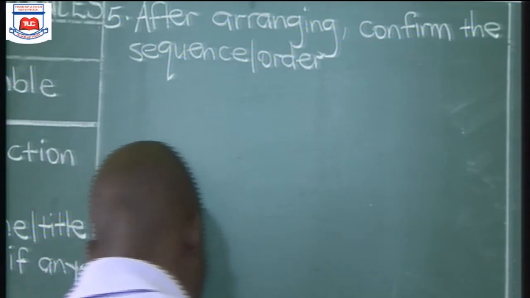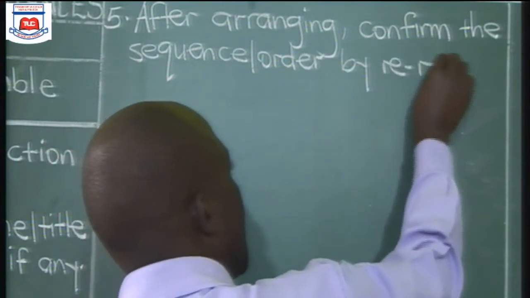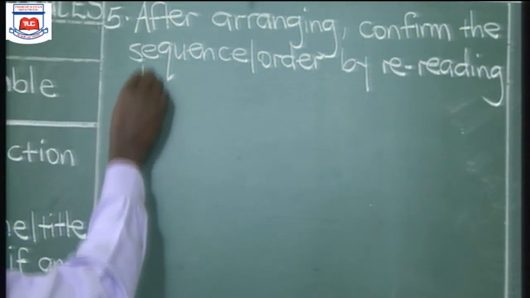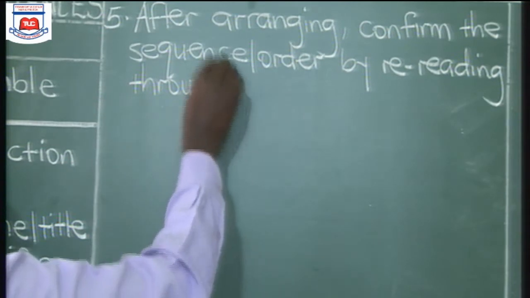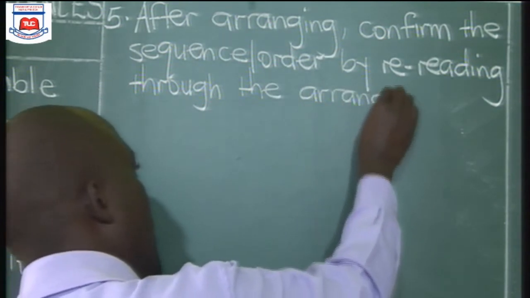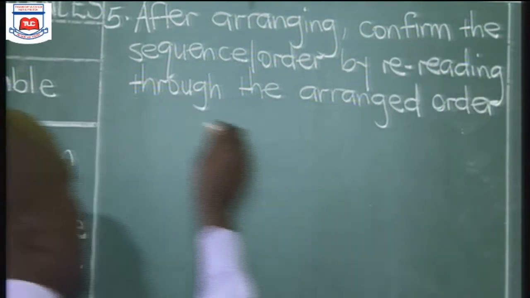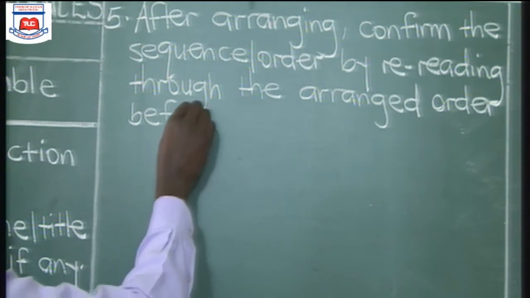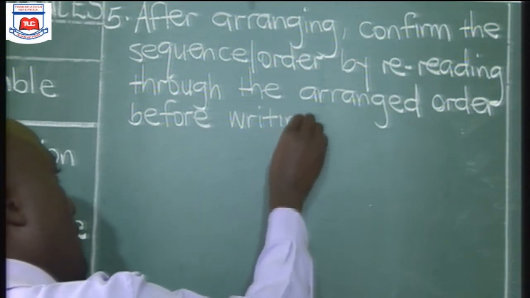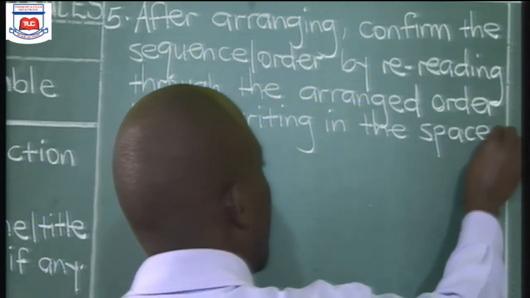Yes, you have to confirm the sequence. If not, you confirm the what? The order by rereading through the arranged order before writing in the space provided.